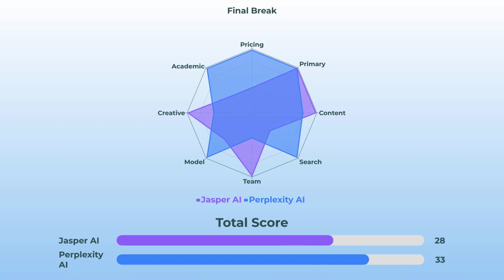Before we wrap up, let's just look at the overall scores. Jasper comes out top for team stuff and marketing content, while Perplexity scores high for pricing, research, and flexibility. The radar chart kind of makes the differences pop. You can see where each one shines and where it takes a little nap.